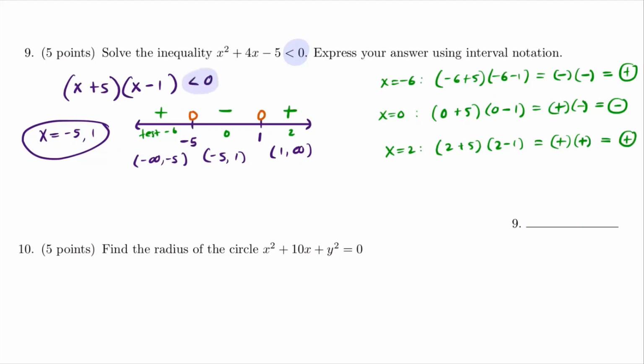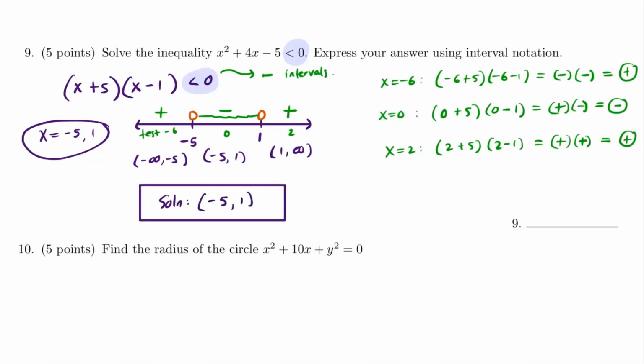So this means that the expression in this inequality is less than 0. So that means we want the negative intervals. So where is it negative? Well, right here. So that's the interval we want. So our solution to this problem would be -5 to 1, open at the endpoints.